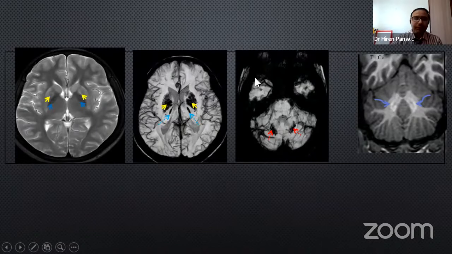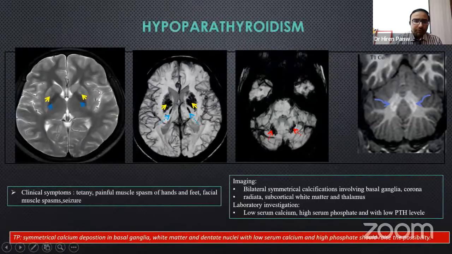Unfortunately, we don't have a CT to show, but here we can see altered signal intensity in the bilateral basal ganglia and susceptibility in the globus pallidus. But here we can see patchy areas of susceptibility blooming in the caudate nucleus and putamen as well, plus dentate nucleus involvement. This patient had low calcium and metabolic derangement, and there was a history of tetany and painful muscle spasms. On further workup, it turned out to be hypoparathyroidism. So the clue is that when you see patchy areas of striatal and globus pallidus involvement which show susceptibility, always keep metabolic disorders involving calcium disturbance in mind.